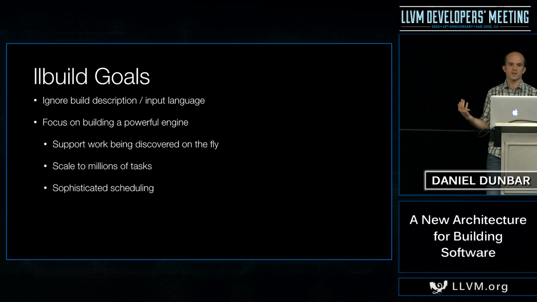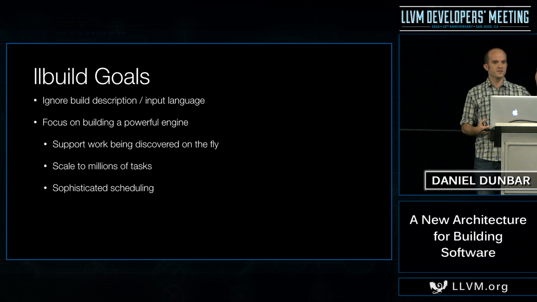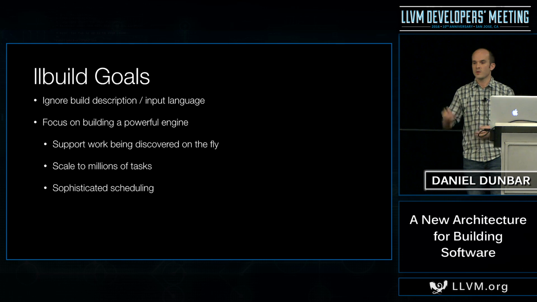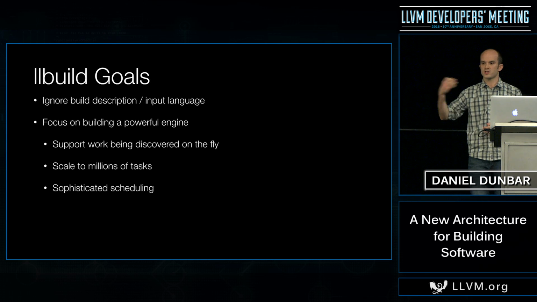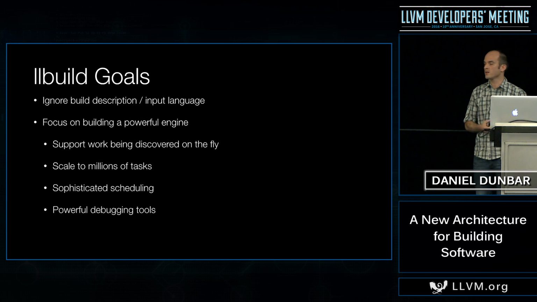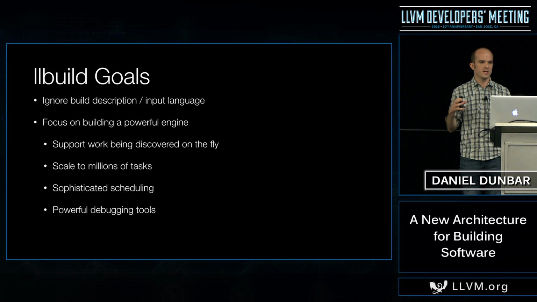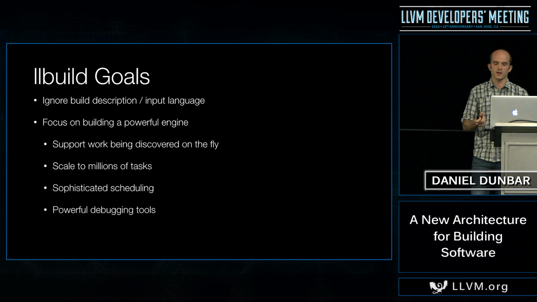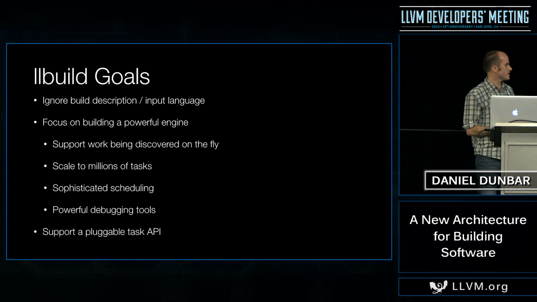I also wanted to support sophisticated scheduling. So during a build of LLVM, for example, we have a lot of CPU-bound stuff running the compiler. We have a lot of I/O-bound stuff, like running the linker, which sucks in all the object files. It'd be really nice if we had an engine that was capable of scheduling that. And then the last one was to have really powerful debugging tools. My hope was that by factoring out this separate project, which just focused on being the engine, that would provide a reason to also build a lot better debugging tools at that layer. And then the last thing that this project needed was some kind of pluggable task API.